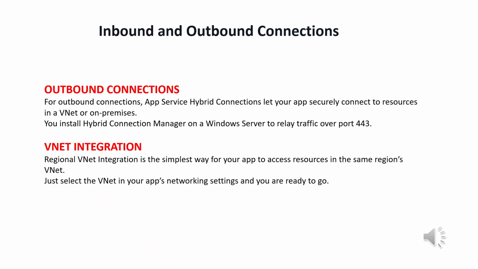VNet or on-premises. You install Hybrid Connection Manager on a Windows server to relay traffic over port 443. VNet integration. Regional VNet integration is the simplest way for your app to access resources in the same region's VNet. Just select the VNet in your app's networking settings and you are ready to go.